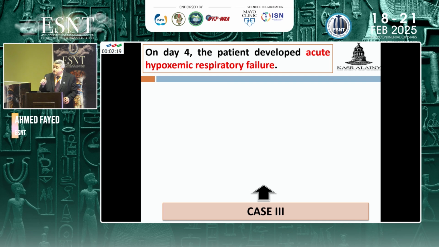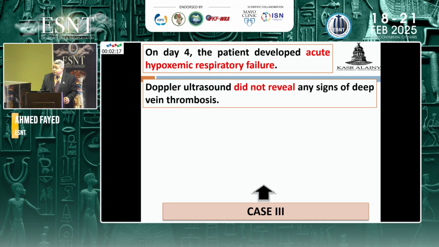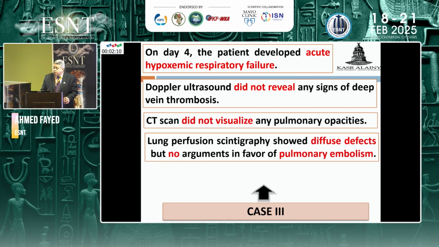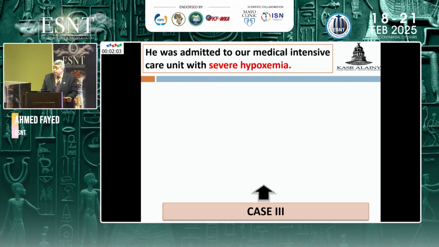On day 4, he developed acute hypoxemic respiratory failure. Doppler ultrasound showed no evidence of DVT, and the CT scan did not visualize any pulmonary opacity. The lung perfusion scan shows a diffuse defect, with no argument in favor of pulmonary embolism.